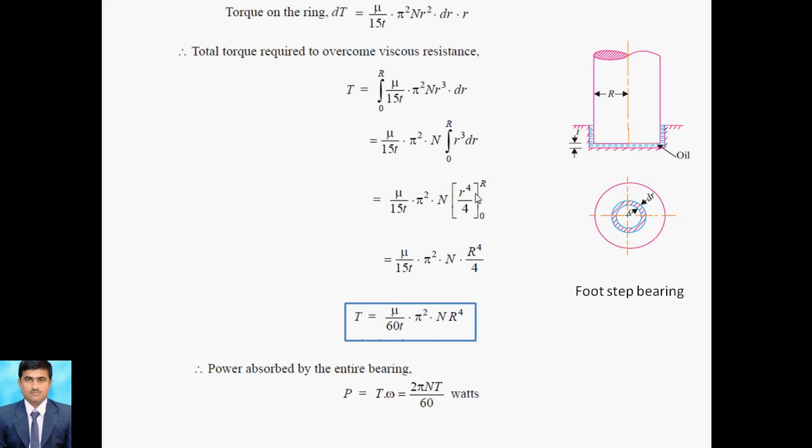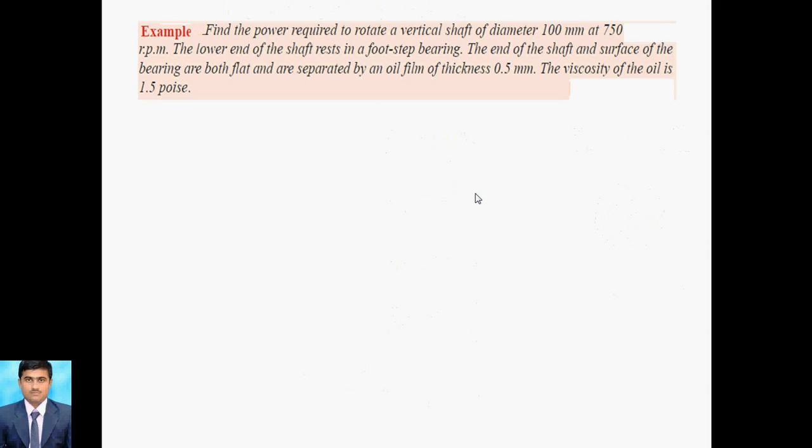T is the torque, and omega is nothing but 2 pi N by 60. This term is in watts. Based on that, we will take an example to find the power required to rotate a vertical shaft of diameter 100 mm at 750 rpm. This is the parameter, with a vertical shaft that can rotate here, which is nothing but the collar bearing.